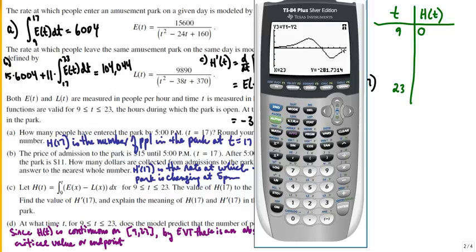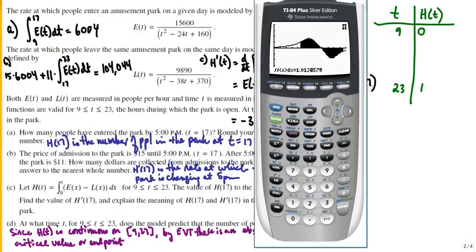Second, calc number 7, integral, lower limit 9, enter, upper limit 23, enter, and I get 1.014, which is roughly one person left in the park at time t equals 23. And so last one out turns off the lights. But I do see that I have a point where the derivative changes from positive to negative, so that will give me a relative maximum there.